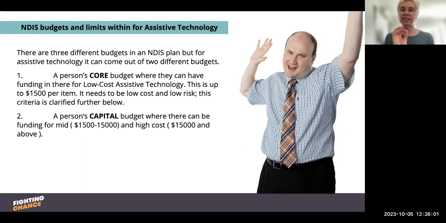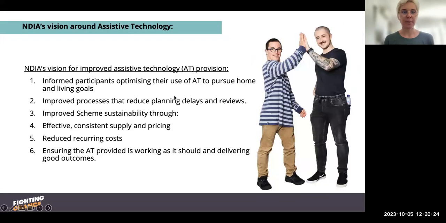It might say funding in here for assistive technology, quote required. So it won't already be in there, and you won't see that amount, but it will be built behind the plan. So once you submit the quote, the funding will be paid to the provider, and you'll get that piece of equipment. So they're the two budgets that it can be found under.